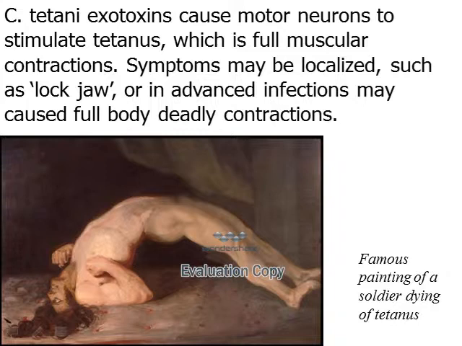The symptoms may be localized. It starts off as lockjaw, but in advanced infections, we may have full body deadly contractions, such as we see in this famous painting of one of Napoleon's soldiers dying of this terrible disease. The muscles are in full contraction. The lower back muscles are stronger than the abdominal, so we get the classic arching of a tetanus infection.